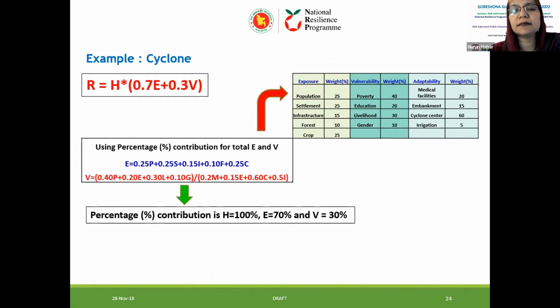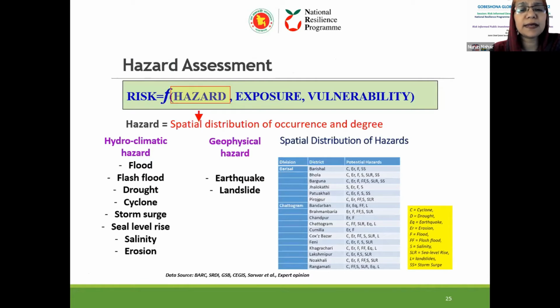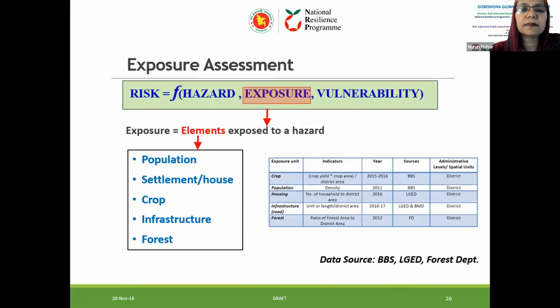These are just the indicators we have, for example, the vulnerability of population, settlement, infrastructure, forest, and crops. And the hazards, we have actually 11 hazards. You can see the hydroclimatic hazards and the geophysical hazards, and we mapped it for all the districts here. You can find the detail in the Atlas document.